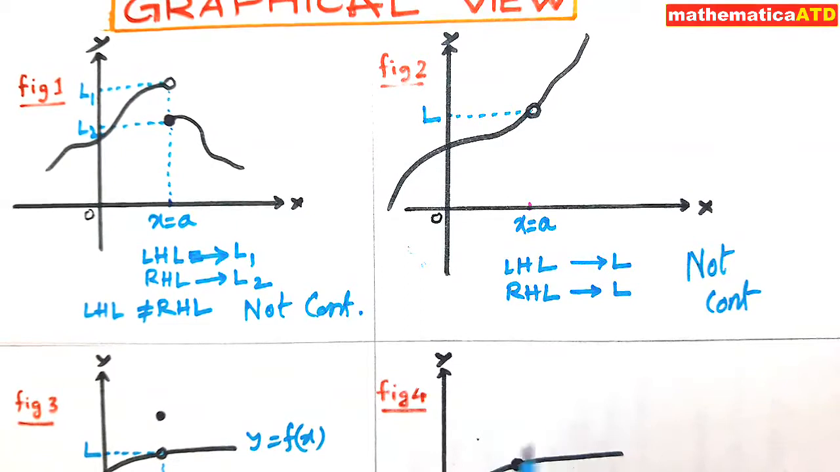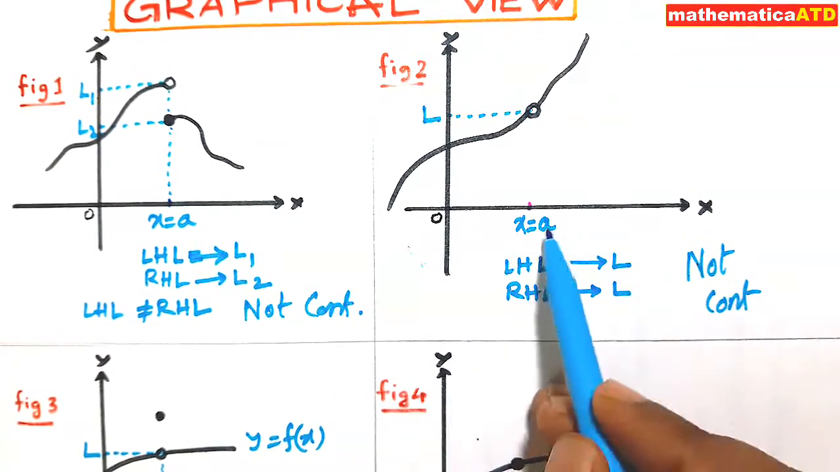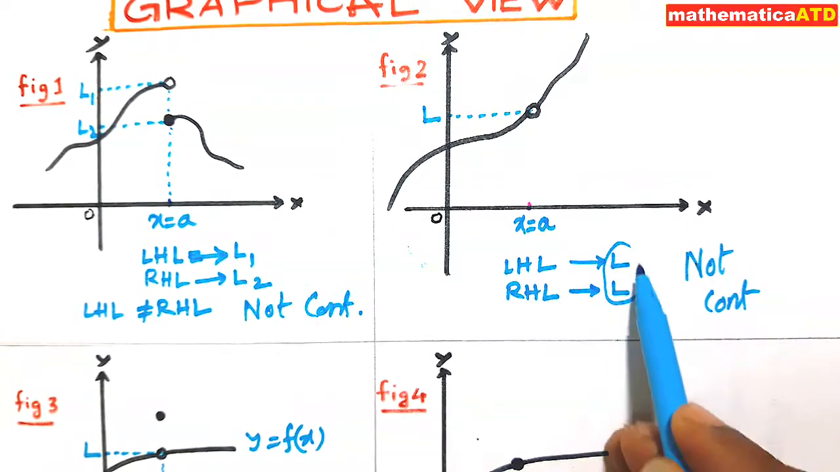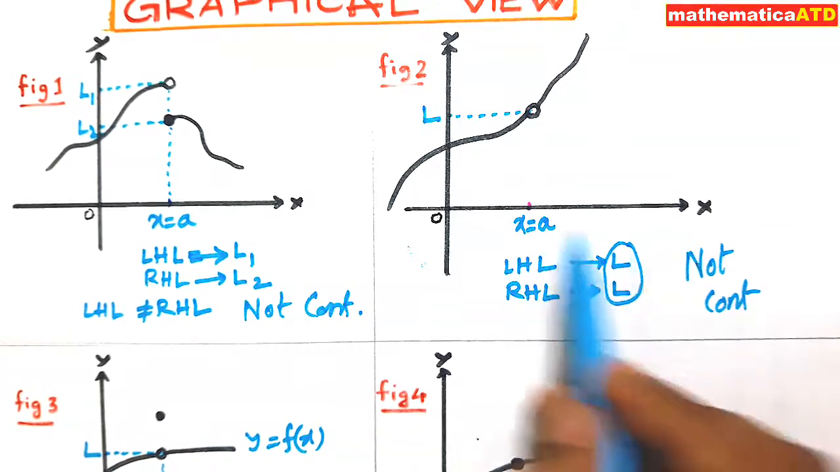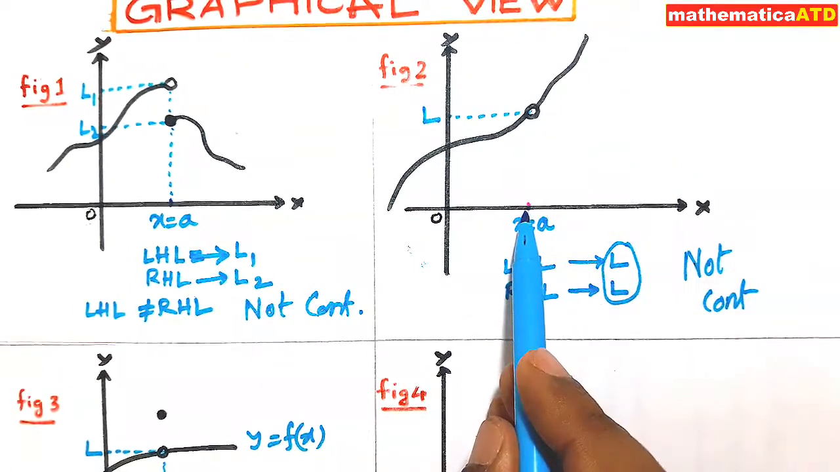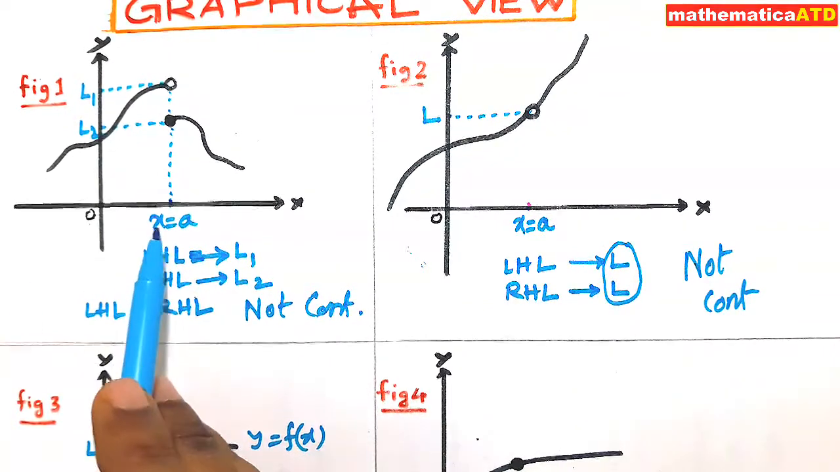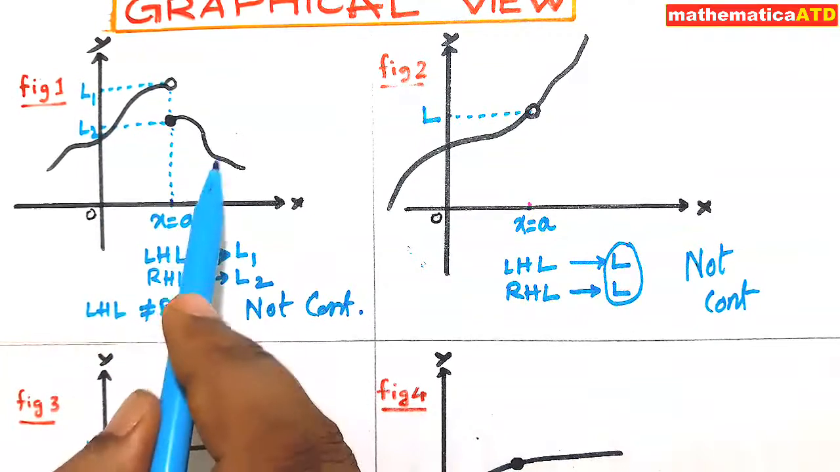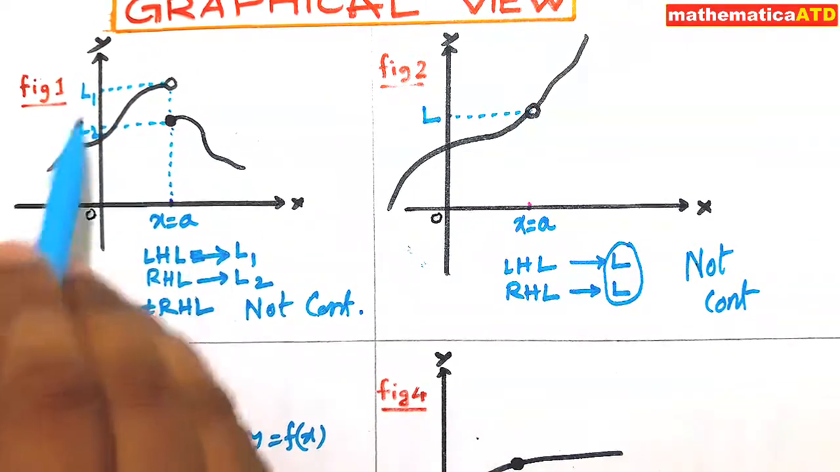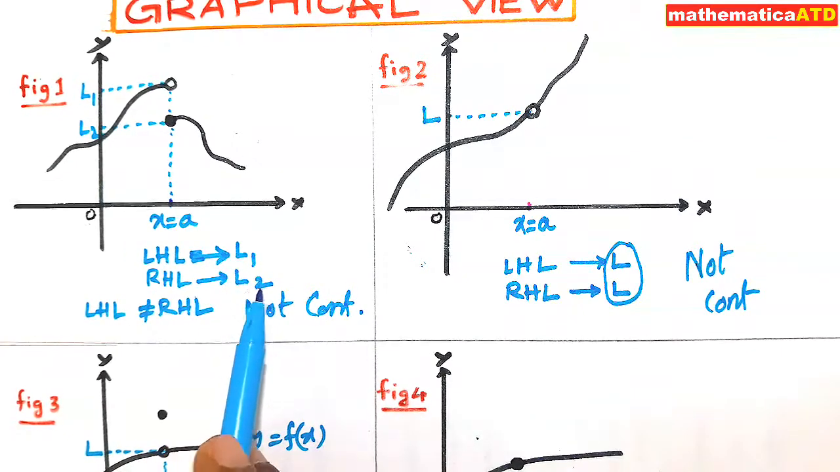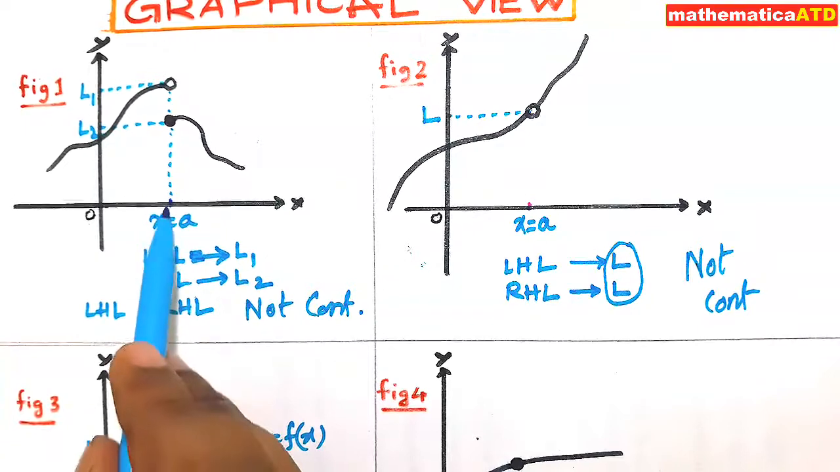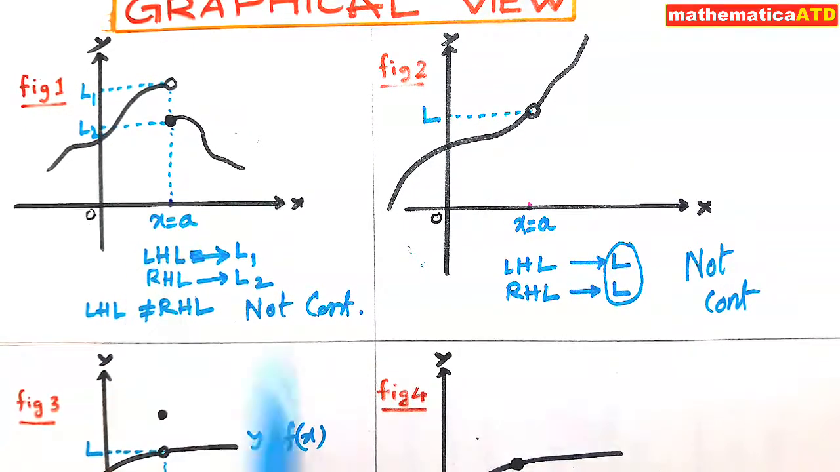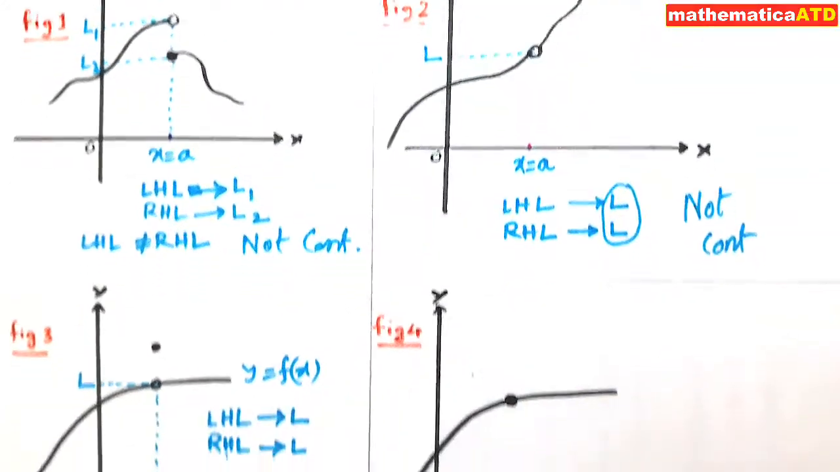In the second figure also, LHL, RHL both are equal, which means the limit exists, but f(a) was not defined. For this the function is also not continuous at the point x is equal to a. In the first figure, LHL and RHL are not equal. LHL tends to L1 and RHL tends to L2. Since LHL, RHL are not equal, the limit does not exist. When the limit does not exist, then the function is not continuous at the given point, that is x is equal to a. And finally, we go to the final figure.